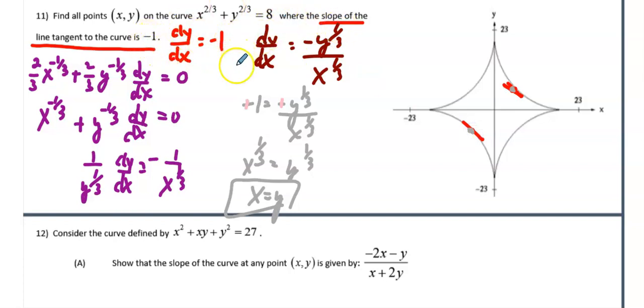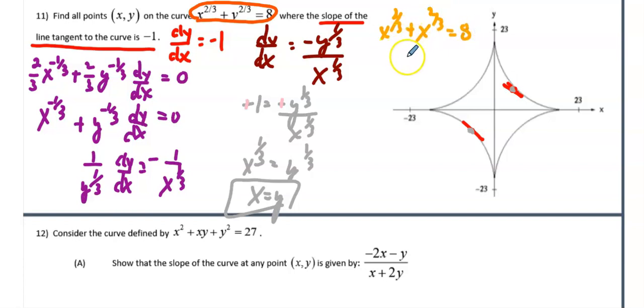Well, again, how do we find the actual points themselves? Because x equals y for every value. But we have our fun little equation that's right here. And it doesn't matter which variable we use, so we're going to do x to the 2/3 plus x to the 2/3 is equal to 8.